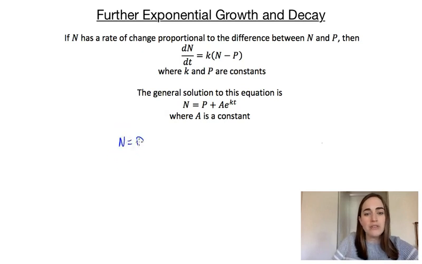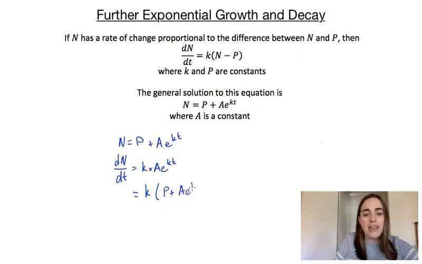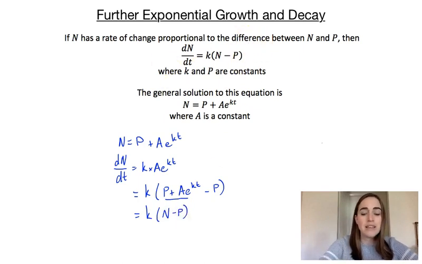If we have N equals P plus Ae^(kt), if we differentiate N with respect to t, P is a constant, so that's just going to go to 0, and we would have to multiply down by that k, so we'd have k multiplied by Ae^(kt). Now if we rearrange this, we could have k outside of P plus Ae^(kt), because we're trying to get it to look like this. But if we add a P in there, then we have to compensate by subtracting a P again. So that whole thing, this first bit is just N, so we'd have k outside of N minus P, which is what we wanted. So let's have a look at some examples.